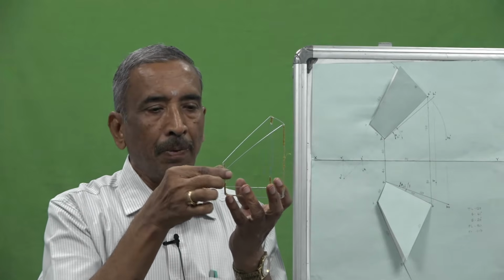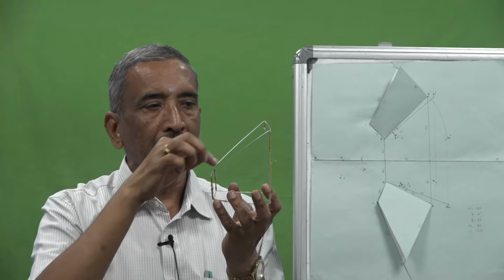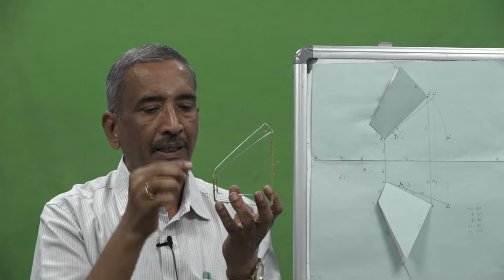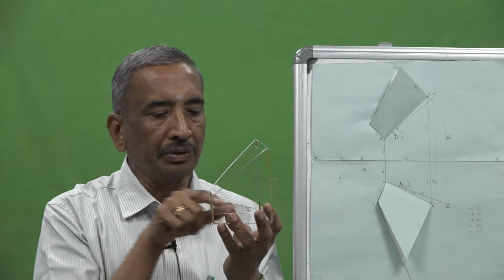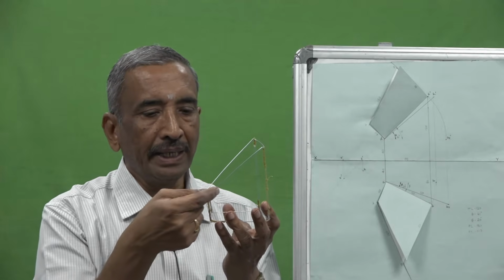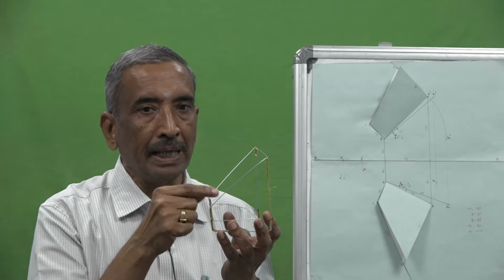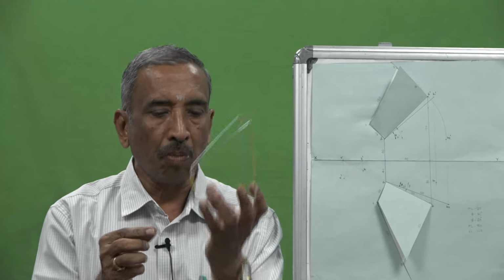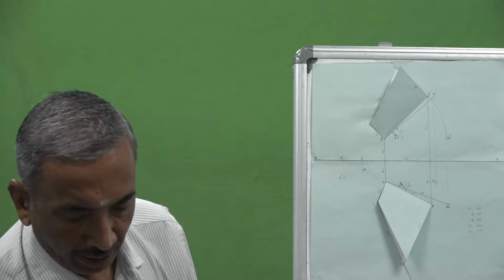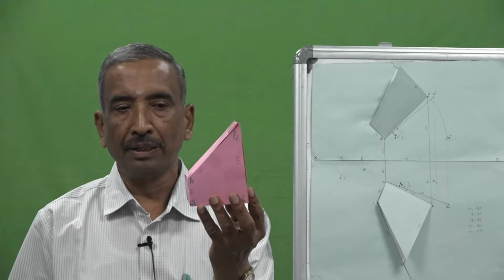So, this is my point A, this is my point B, this will be my front view, and this is my top view of the line, and this is the angle the line makes with respect to HP, and this is the angle the line makes with respect to VP. So, this is a wire frame model. The same model, instead of wire frame, I made this as a solid model.